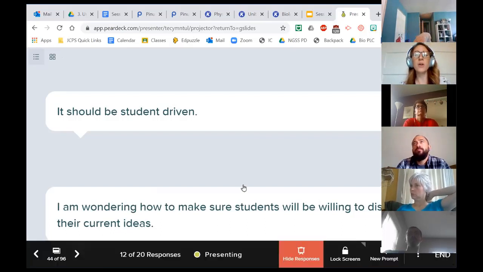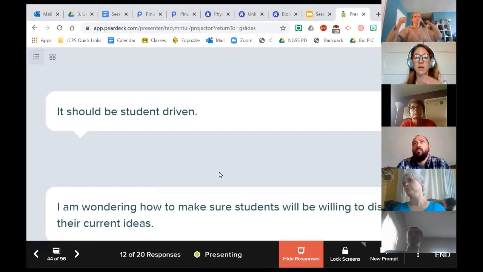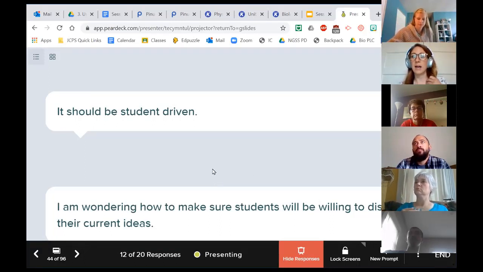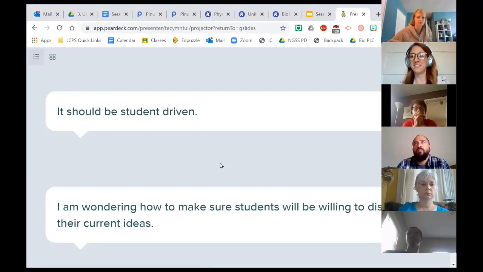I'm wondering how to make sure students will be discussing their current ideas. And I think that's definitely on the teacher to make that a requirement. So in my classroom, you don't just get to run the activity. That's not a given, that's not a right, that's a privilege.